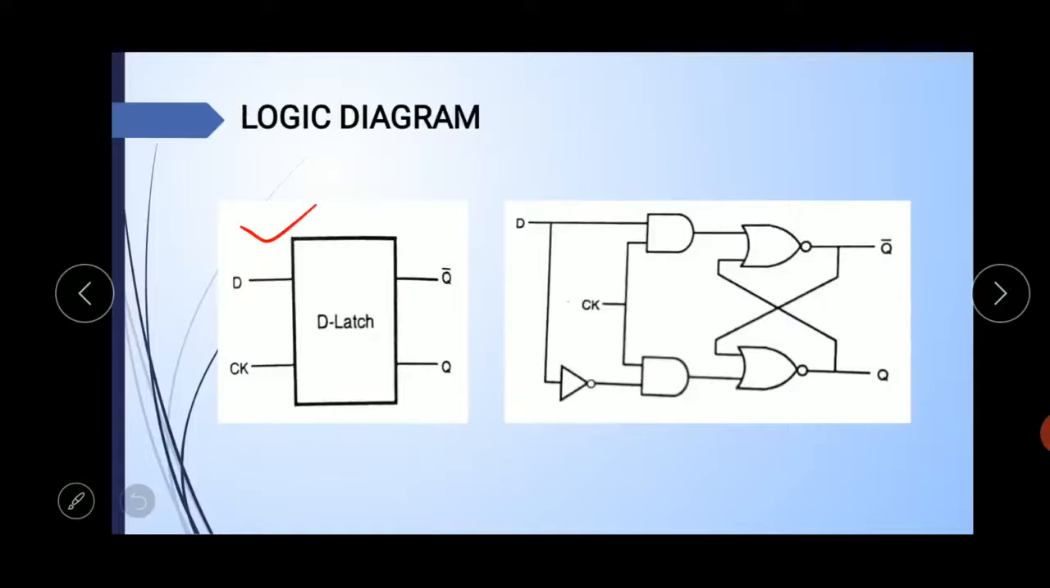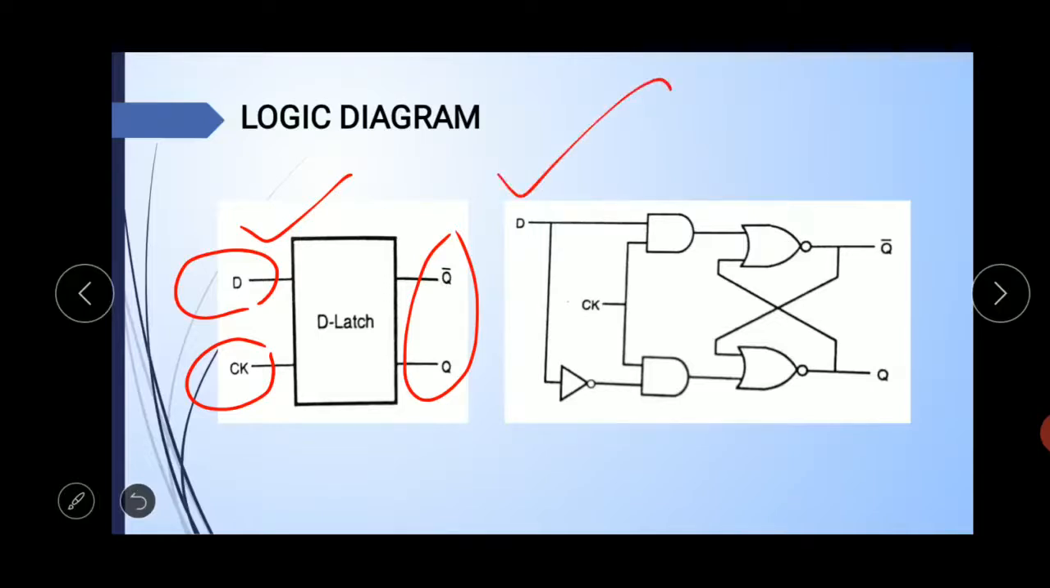Here in this diagram we can see there is one input and one clock signal given on the input side, and at the output we get Q bar and Q. This is the logic diagram, which consists of two AND gates and two NOR gates. The circuit has a single input D which is directly connected to the S input of the latch. This one is the S input and this one is the R.